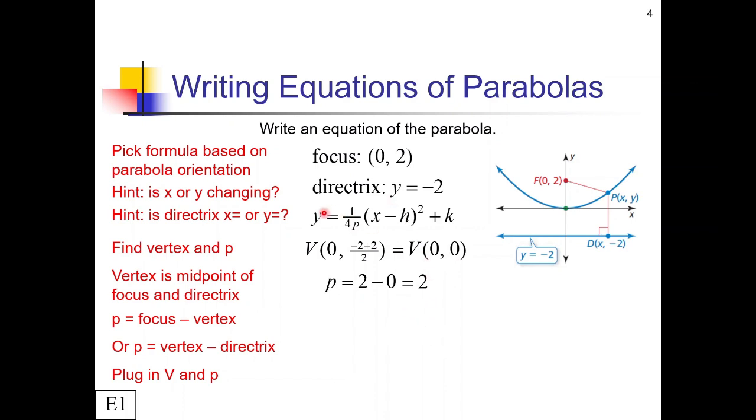So we're going to have y equals 1/4 times 2, and then we have x minus 0 squared, which is just x squared, plus another 0 we don't have to write, so really just x squared when all is said and done. And that simplifies to just y equals 1/8 x squared.